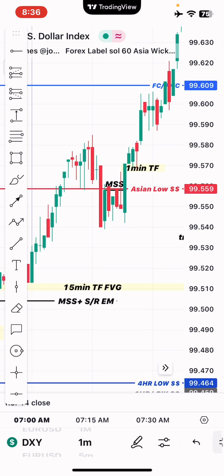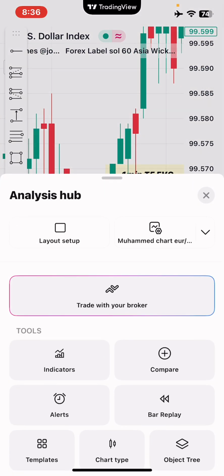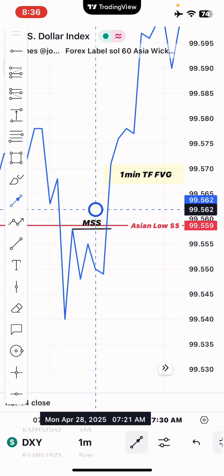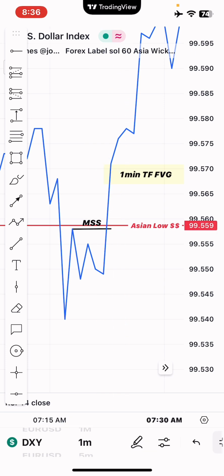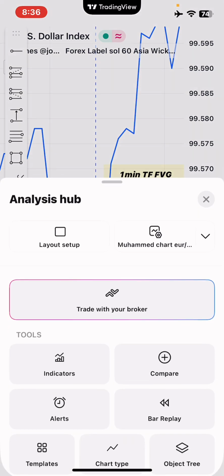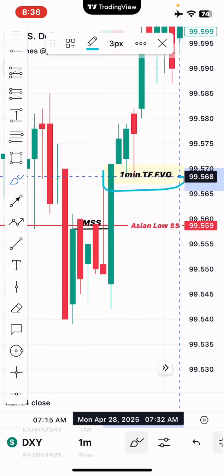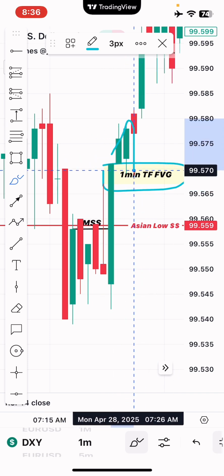Let me zoom in for you guys. It did a market structure shift here. You can see a market structure shift. If you use your line chart, you see it properly. Then on the candlestick chart, you can see there's an area of inefficient price action, a fair value gap. So price actually retested back into the fair value gap and expanded.